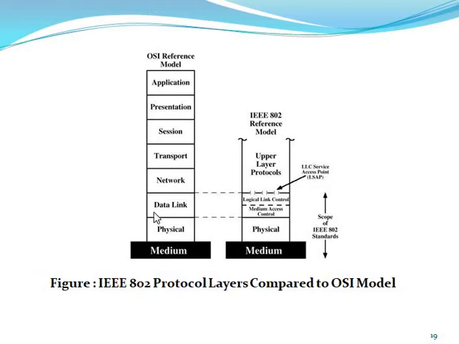This is the physical layer, data link, network, transport, session, presentation, and application. This is the OSI reference model. And in the IEEE standard, you have the physical layer and also the data link, which has the logical link controller and the medium access controller, and this is the upper layer of the IEEE protocol model.